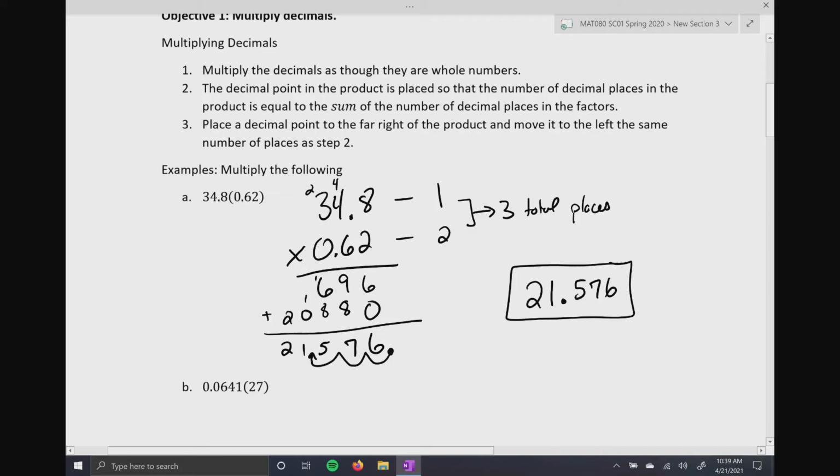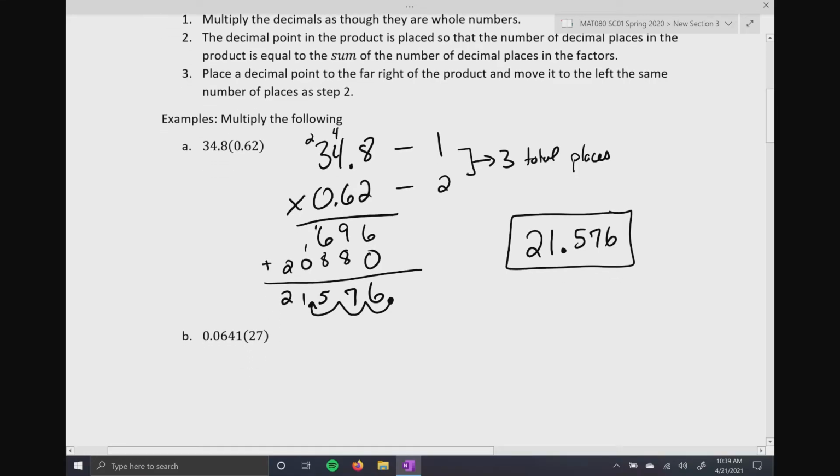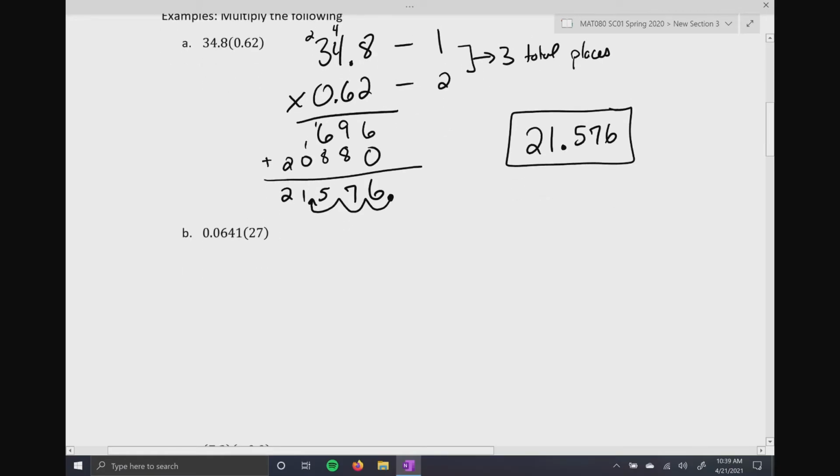Are there any questions with how we did that? So, if you really take a step back and you look at this, the only thing that I'm really teaching you here is just where to place the decimal. We should already know how to multiply whole numbers. That was all the way back in chapter 1. So, let's go ahead. Let's look at the second one here.